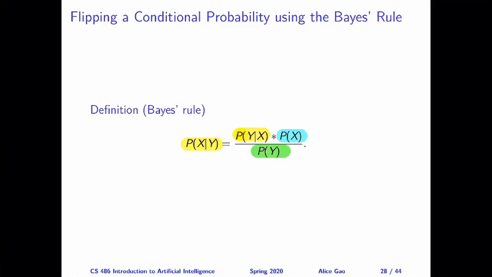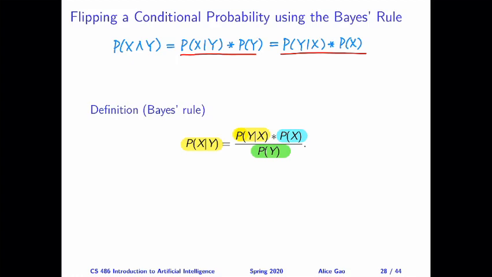Remember the two different ways of writing out the product rule for two variables. If we have the probability of X and Y, depending on the ordering, we can write this out as the probability of X given Y multiplied by the probability of Y. This is ordering Y first and then X next. Or if we choose the other ordering, this is equal to the probability of Y given X multiplied by the probability of X, right? Given these two ways of writing out the same expression, how do we get to our version of the Bayes rule? We can simply take the probability of Y here and move it to the right. This is going to give us our version of the Bayes rule.